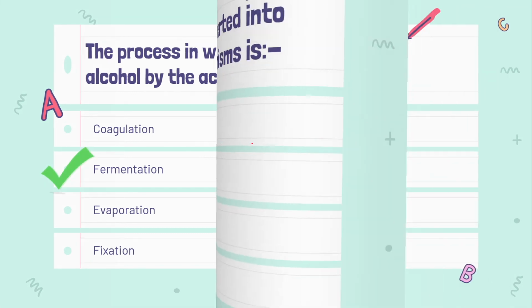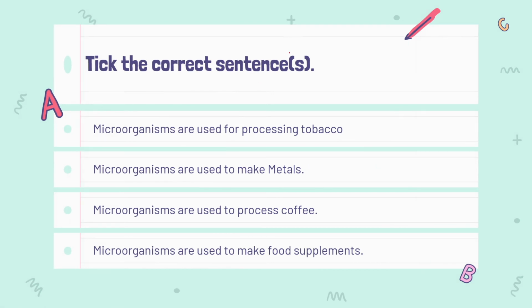Okay, pick the correct sentence. The sentence says microorganisms are used for processing tobacco. It is not used for processing tobacco. It is not used to make metals. It is not used to process coffee. It is used to make food supplements.